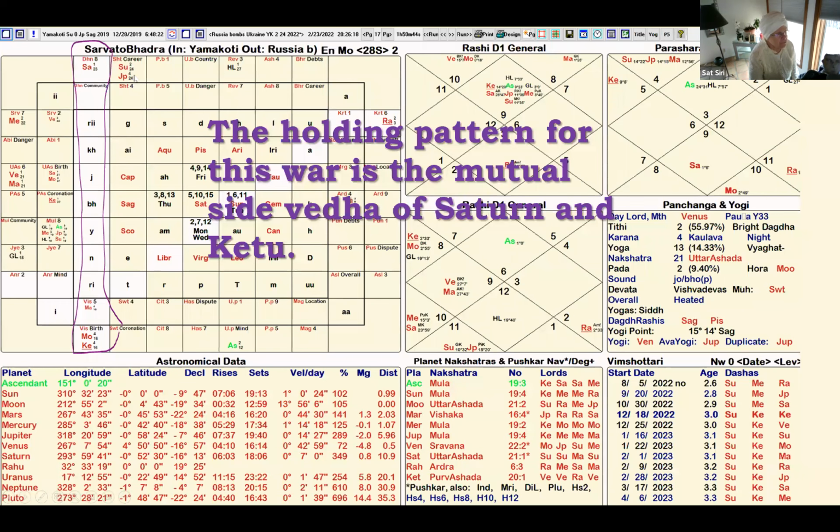But the key thing to know for understanding Sarvatobhadra Chakra is that the holding pattern for this war, the thing that got it going and made it seem just so immutable, is this side Veda between Saturn in Dhanishta and Ketu in Vishaka. So they're both, Ketu has a side Veda. Saturn only will have a side Veda in those periods of time when it has finished stationing and is slowly going faster, or when it's stopping from maximum speed and going backwards. So there's a short period of time.